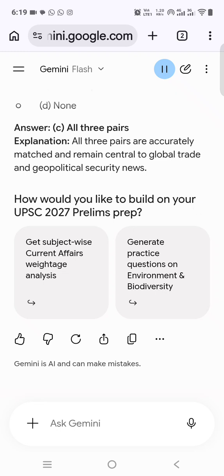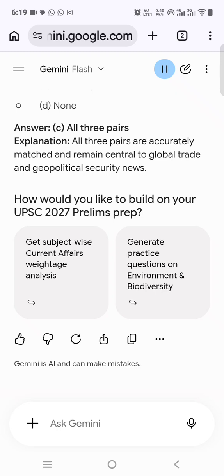A. 1 and 2 only, B. 2 and 3 only, C. 1 and 3 only, D. 1, 2, and 3. Answer: B. 2 and 3 only. Explanation: Statement 1 is incorrect. The government receives specific exemptions under grounds like state security and public order, but not complete blanket immunity under all circumstances. Statement 2 is correct.